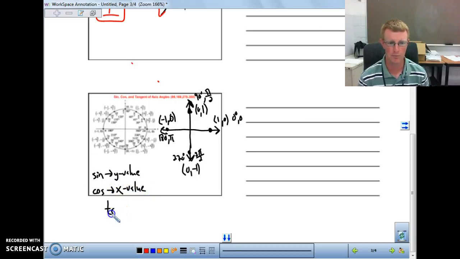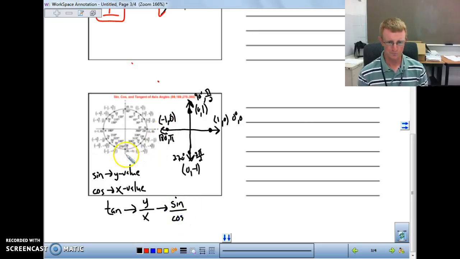And now we're going to make sure that you understand tangent. Not only is tangent opposite over adjacent, but tangent is going to be the same as y over x, which is also sine divided by cosine. So if you ever want to know what the tangent of any of these values are, yes, you can use the opposite over adjacent, which is what I recommend, but you could also divide the two. You could do y divided by x, and that would also give you what the tangent value is as well. So it is important for you to know these.